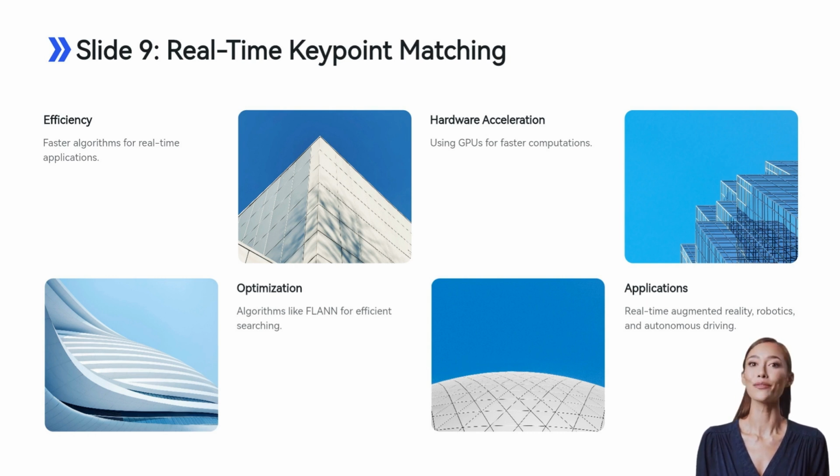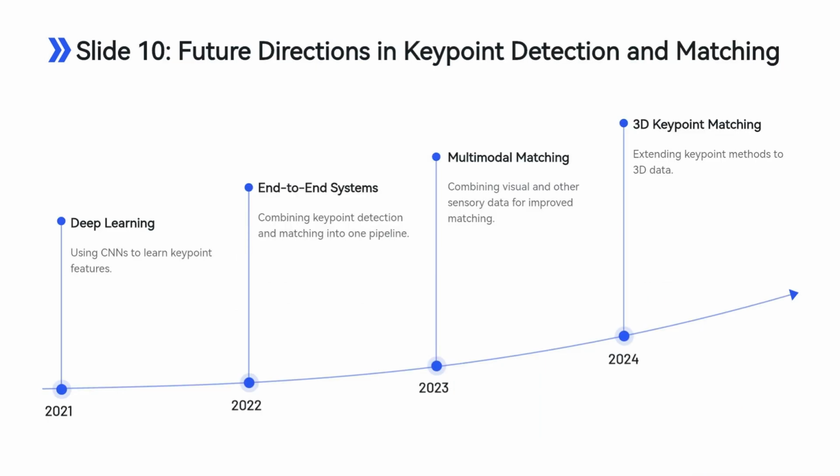In real-time systems, optimization techniques, including downsampling and approximation methods, are often employed to strike a balance between computational speed and matching accuracy. The future of keypoint detection and matching is exciting, with new developments in deep learning and multimodal sensor fusion.